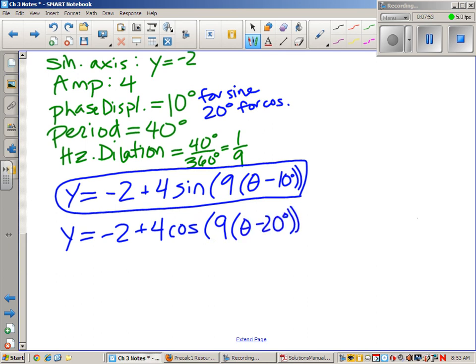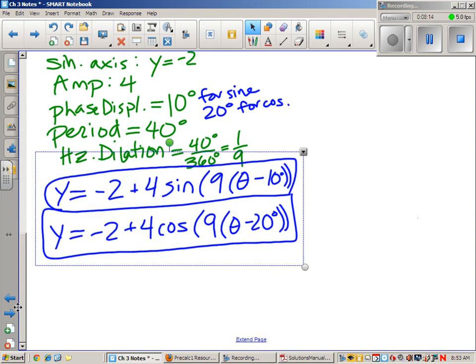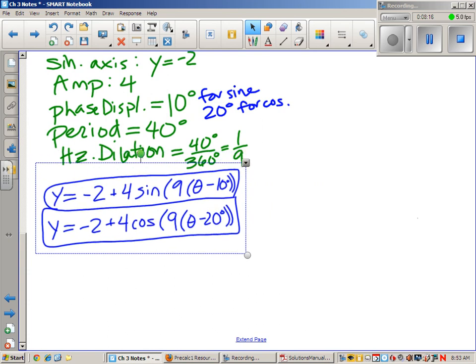Okay? Those would be the only changes, changing from sine to cosine and changing the phase displacement from 10 to 20 because you have a different starting place if you're using sine versus cosine. Either one of these would be acceptable. Back of the book would maybe have one or the other, but either one is acceptable as long as it still graphs the exact same graph. I'll make that a little smaller here.